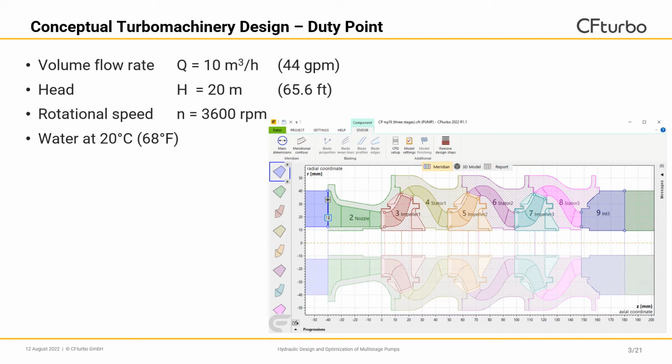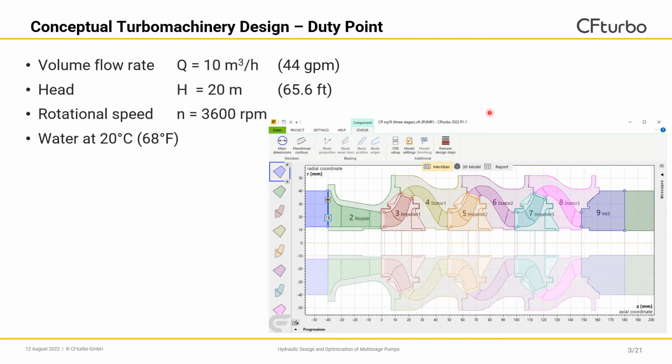So for this session we have created a multi-stage pump design in our conceptual turbomachinery design software CFTurbo. The duty point is defined by a volume flow rate of 10 cubic meters per hour, approximately 44 gallons per minute. We wanted to achieve an overall head of 20 meters, so 66 feet, at a rotational speed of 3,600 revolutions per minute, and we used water at 20 degrees as our transportation fluid.